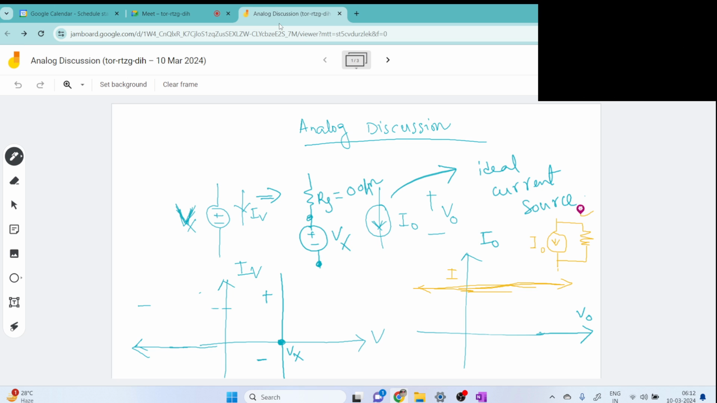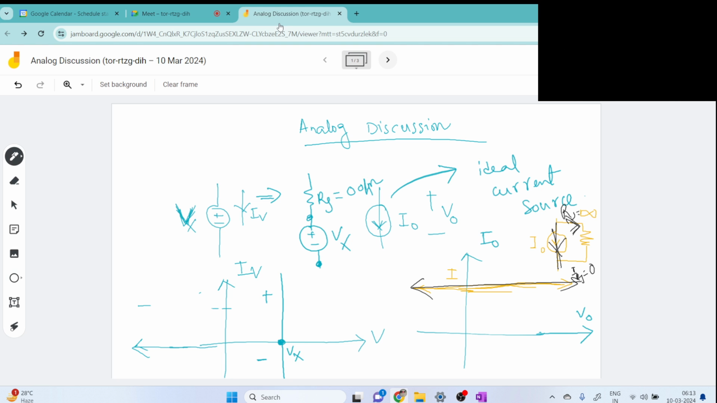Is it right or not? Yes, this RS is ideally infinite. So we are saying that no current can go through this resistance, so this IRS will be 0, ideally. All of the current will flow through this branch only. No current can go through this RS resistance, the parallel resistance. So our IV characteristics will look like this.